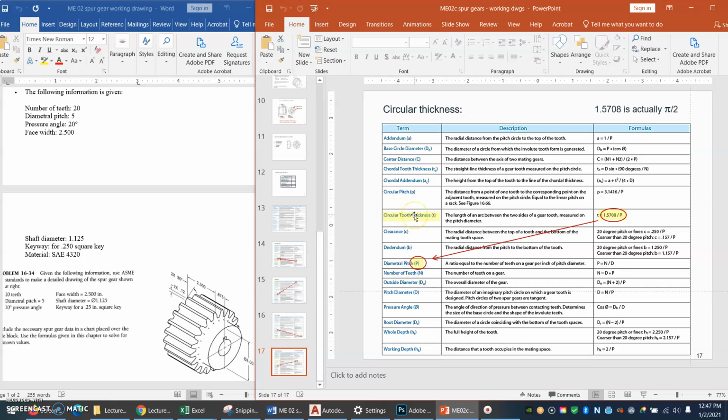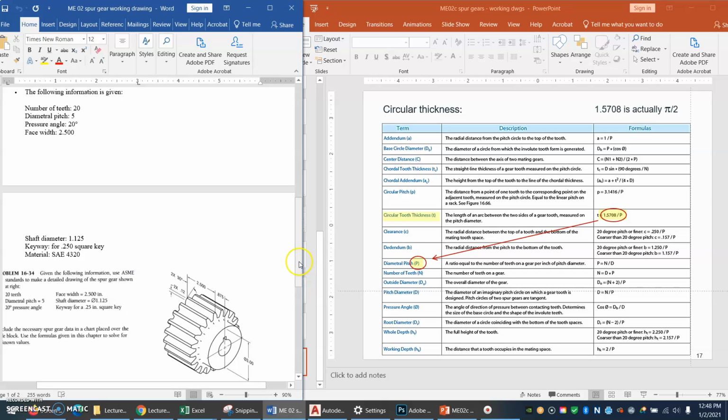Circular thickness. Does he tell us that? No, you'll have to figure that out. And this table says the circular thickness is 1.5708 divided by diametral pitch. You might have noticed that 1.5708 is actually half of pi. And that makes sense because pi is all about circles, and the circular tooth thickness is a part of a circle. So here we've got something related to pi divided by the diametral pitch. And you'll find that number for the circular tooth thickness, and you'll put that in your table.